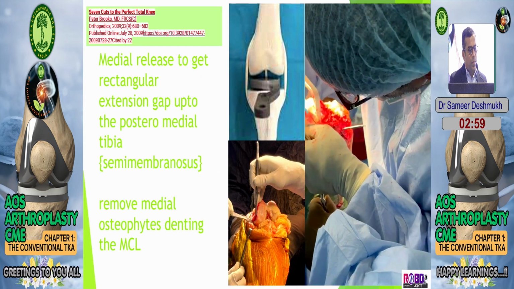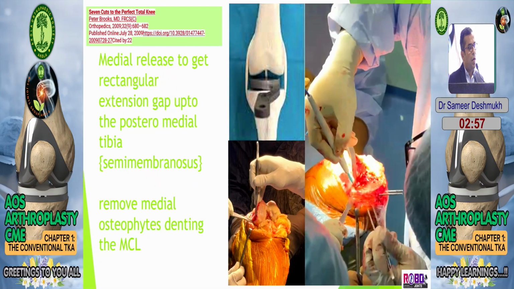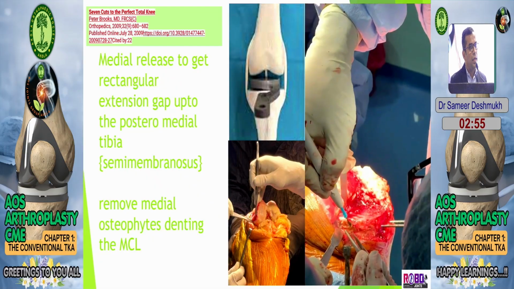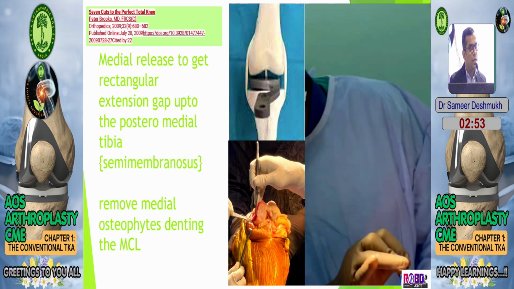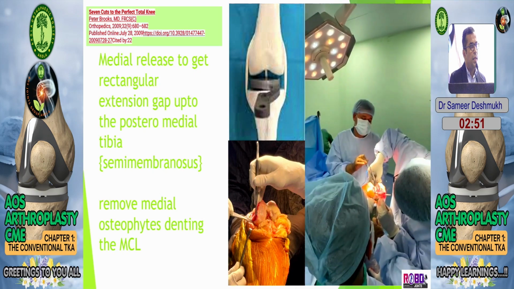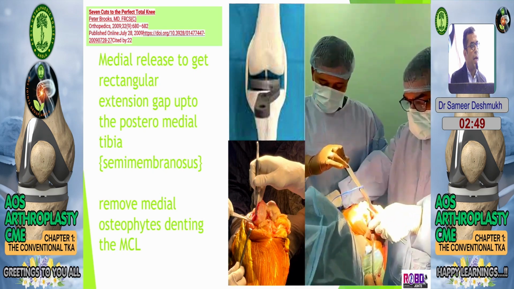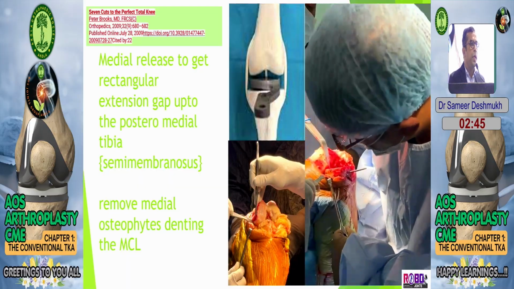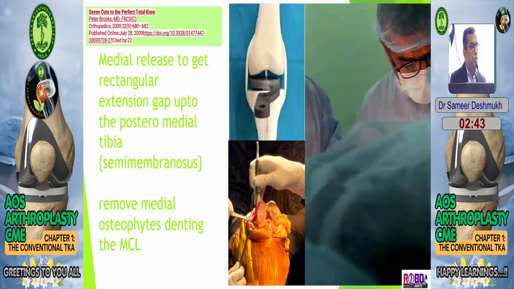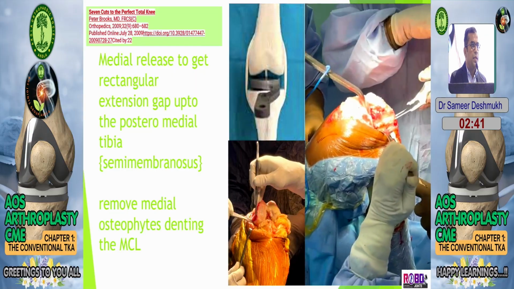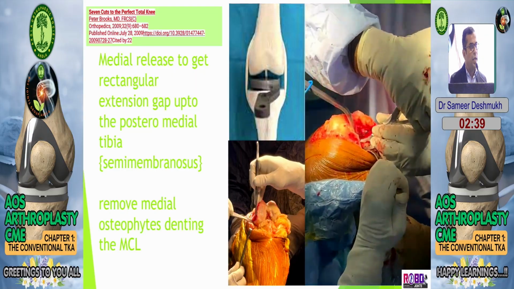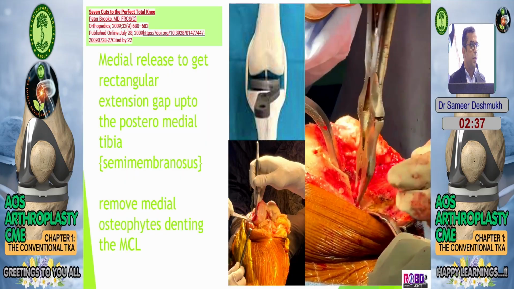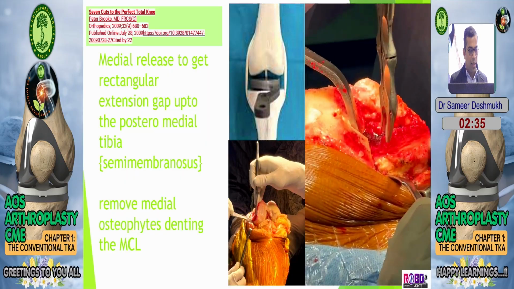So now I do some medial release. Now I have already taken the distal femur cut and the distal tibial cut. My extension gap is there. Now I want to balance that extension gap in a rectangular way. Medial and lateral should be equally balanced. And now I do slightly some medial releases, slightly go to the posterior side, remove some osteophytes, and this is my preliminary. Now I am balancing the knee in extension.